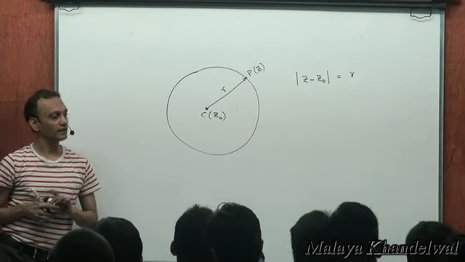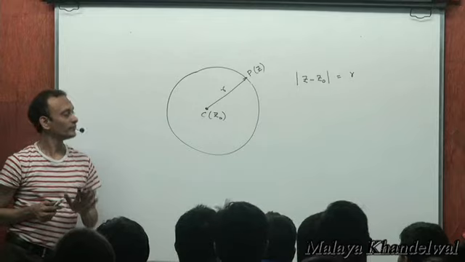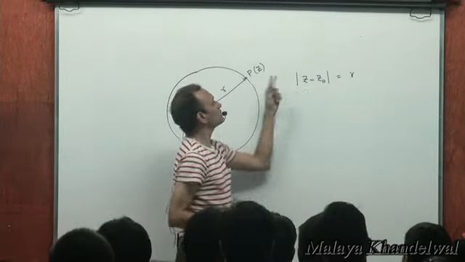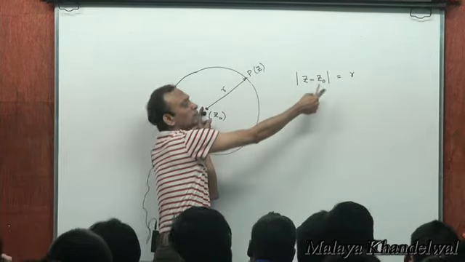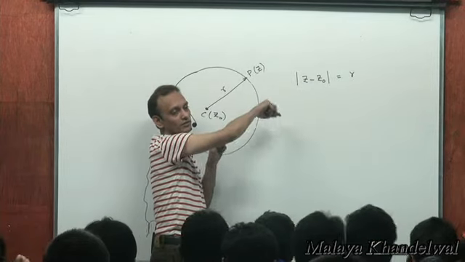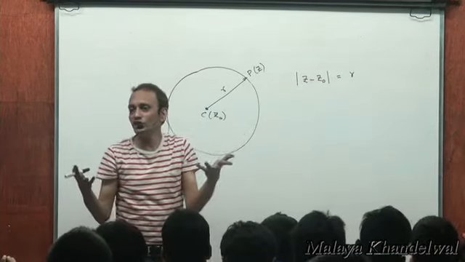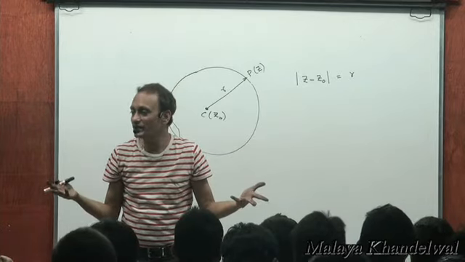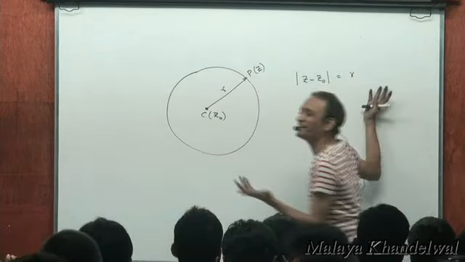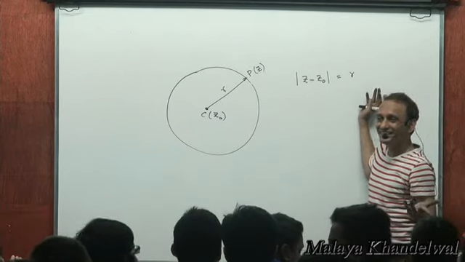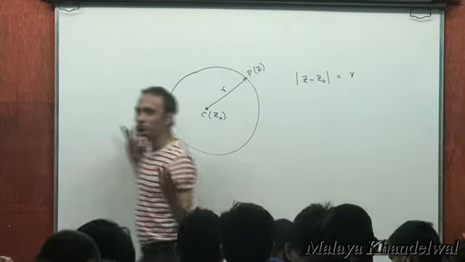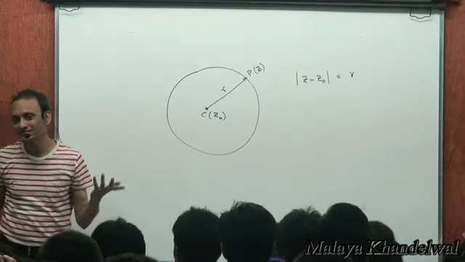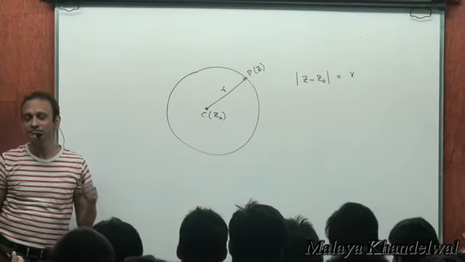What is mod Z minus Z0? Distance between Z and Z0. And that must be equal to r for any Z on the circle. So this must be the equation of a circle in the complex plane. A circle with center Z0 and radius r. Equation of a circle with center Z0 and radius r. This is what it is. Yes or no? Right?